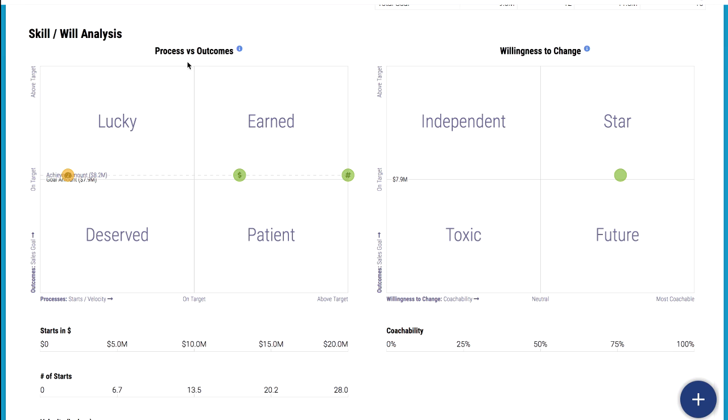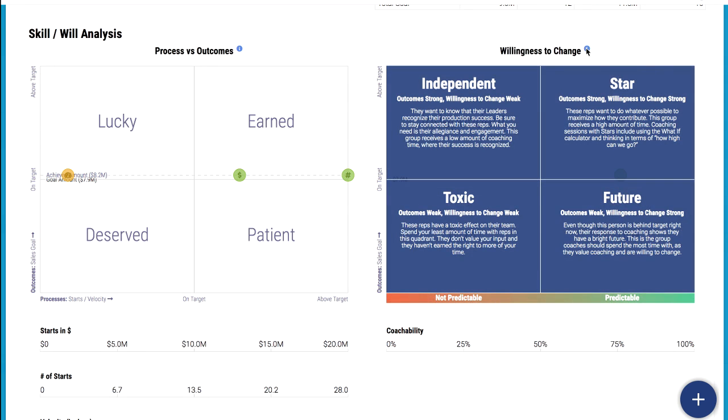So depending on your process versus outcomes and your willingness to change, you will be placed inside of our quadrants. And you can be an earned star performer, earned independent, lucky star, deserve toxic, deserve future, patient toxic, or patient future. Again, to get more information about what it means to be in one of these squares, go ahead and hover over the info button on the top right side and you'll be able to find more information.